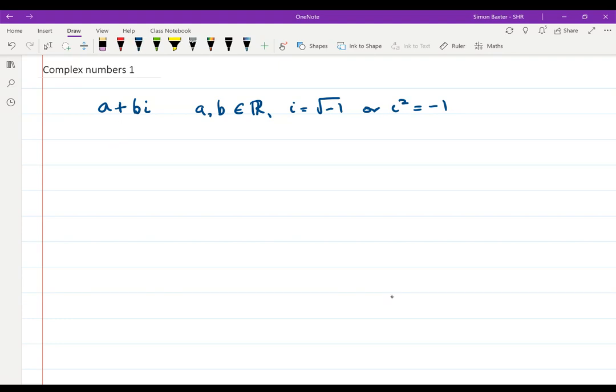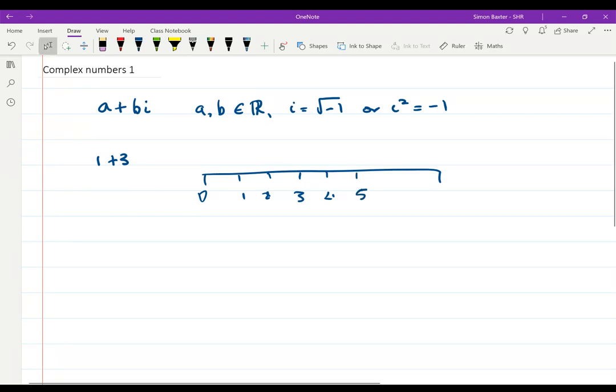It's all very well to think that you know what you mean by plus. If you go for the normal idea of 1 plus 3, you would think of the number line. You would go 1, 2, 3, 4, 5, etc. And then on the number line, you would say 1 plus 3 is just go to 1 and count 3: 1, 2, 3. 1 plus 3 is 4.